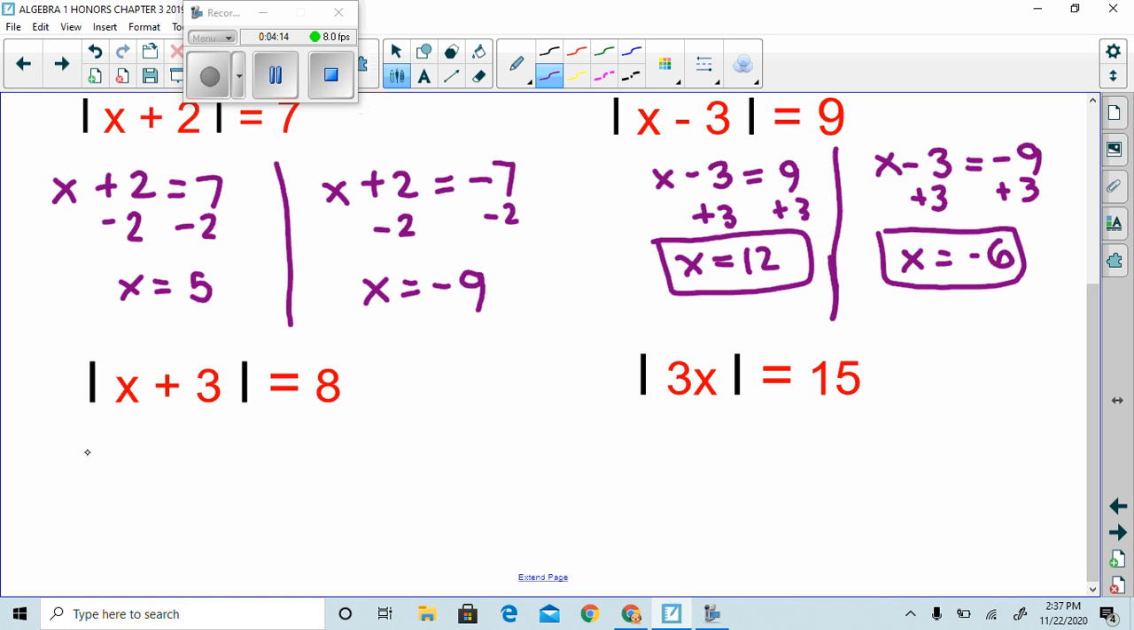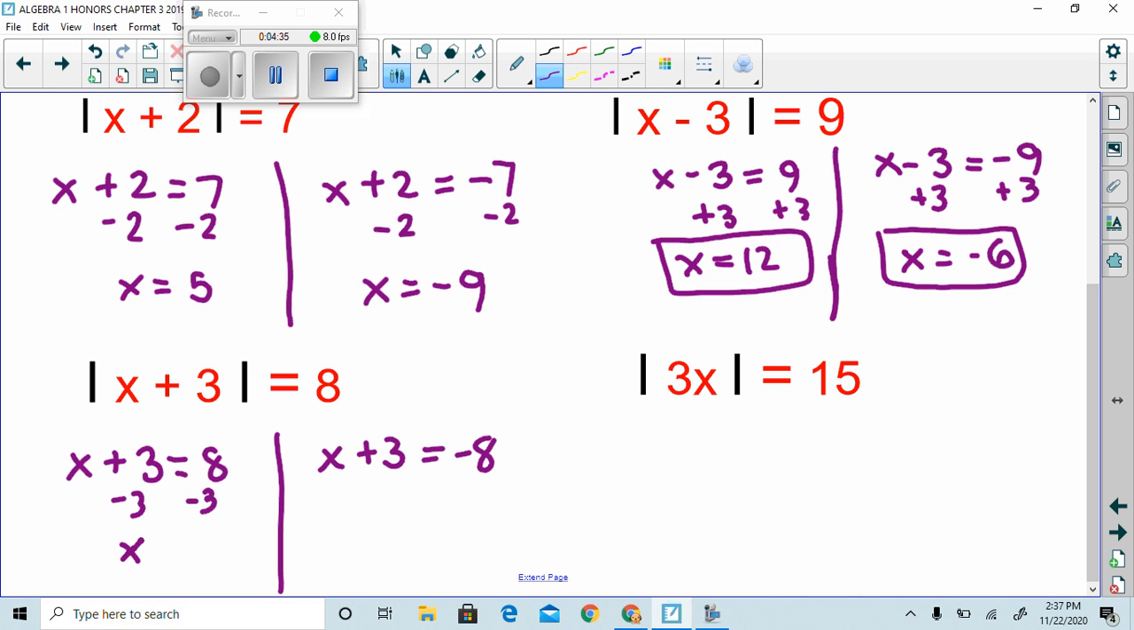I'm going to look at x plus 3 is equal to 8. And again, solving twice. X plus 3 equals negative 8. Subtract 3. X could be equal to 5. Subtract 3 on the other equation. X could be equal to negative 11. And again, you can do a quick mental math check on those.